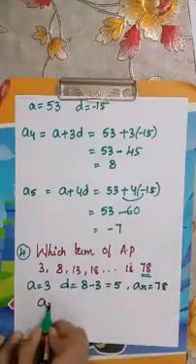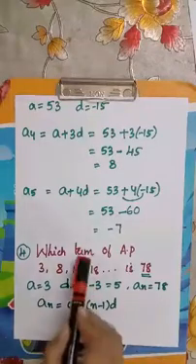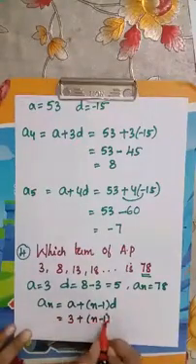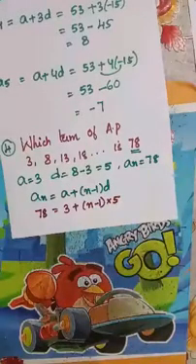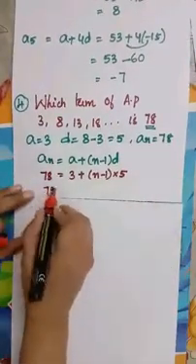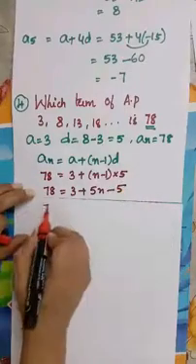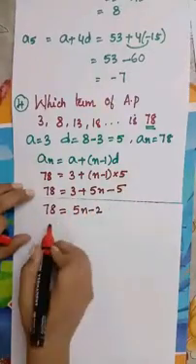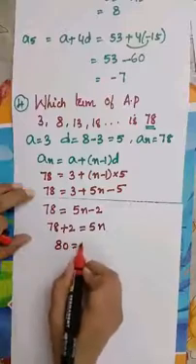Okay, formula डालो, an is equal to a plus n minus 1 into d. What we did here, which term, हमको n फाइंड करना है. a is 3 plus n minus 1 into 5 is equal to 78. 78 is equal to 3 plus 5 into n is 5n minus 5. 78 is equal to 3 minus 5, that is 5n minus 2. नंबर्स को एक जगह कर लेंगे. 78 plus 2 is equal to 5n. 80 is equal to 5n.